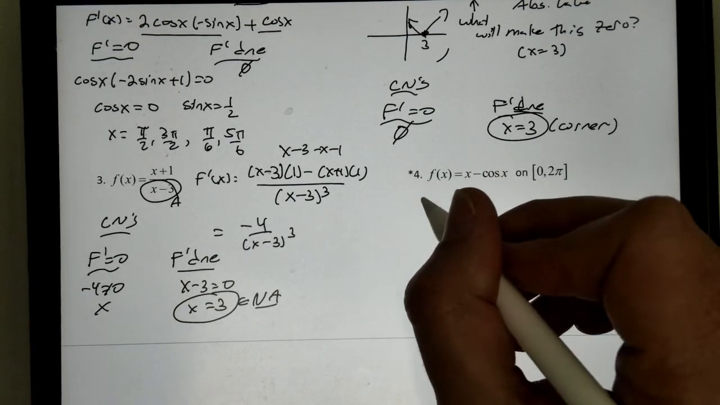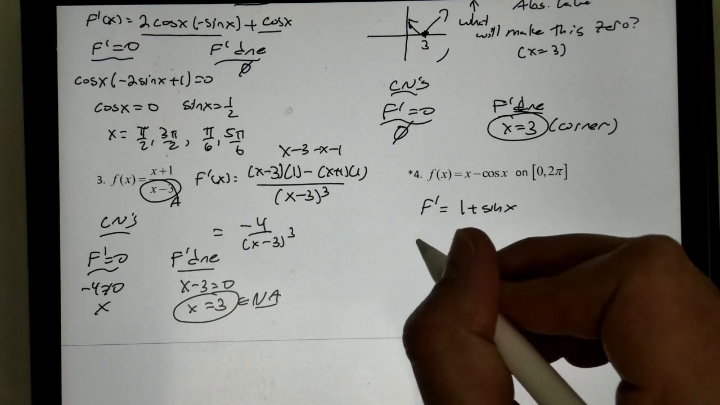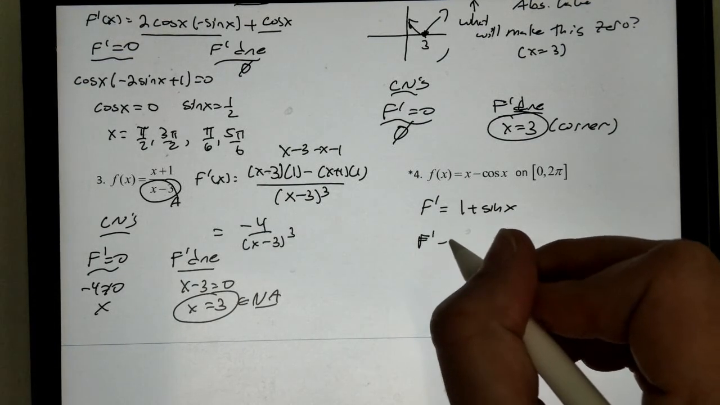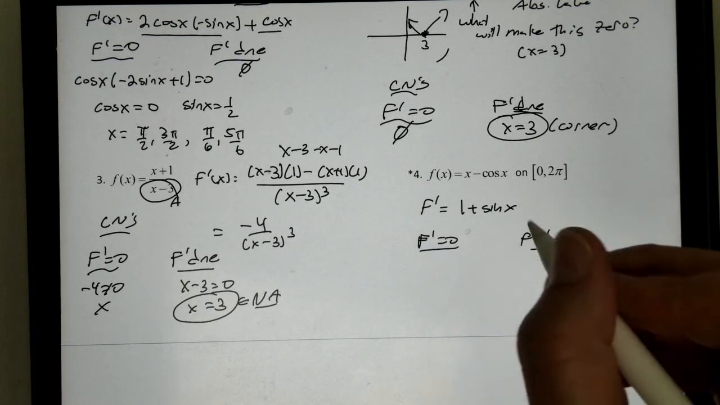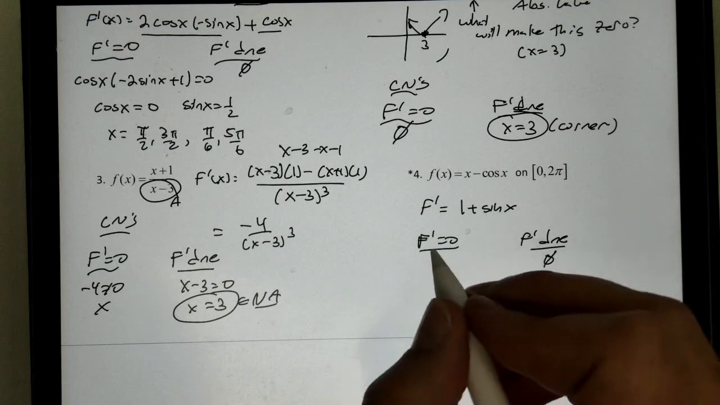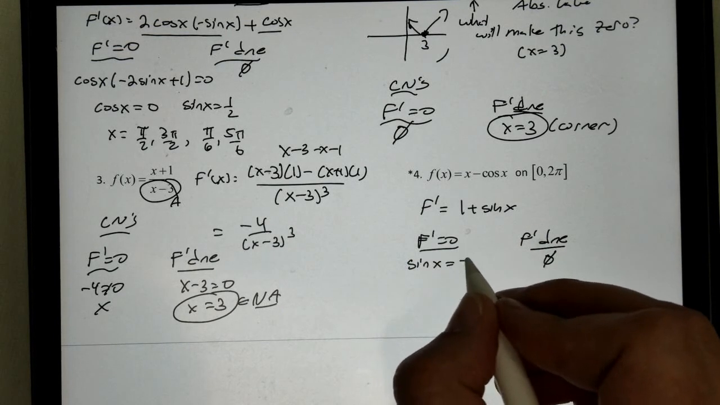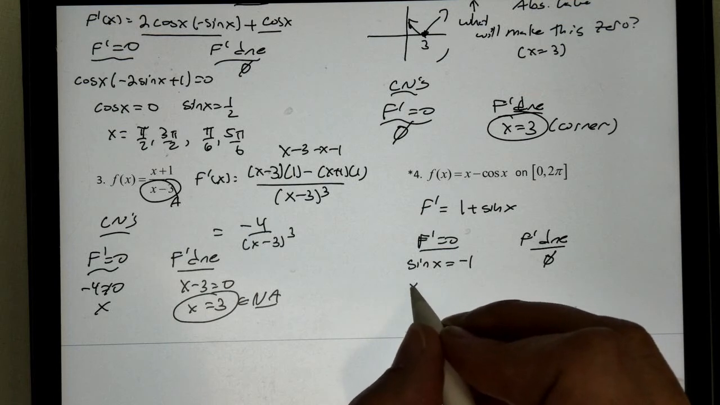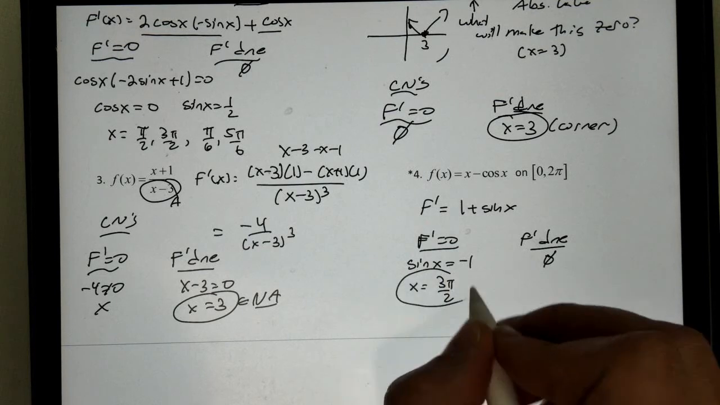Let's see here. We get f prime, which is going to equal 1 plus sine of x. To get your critical numbers, the derivative equals 0, and does the derivative not exist? Sine will never not exist, so that's okay. So the critical numbers are just where sine of x equals negative 1. And if you notice, what we're going to get here is 3 pi over 2. We only get the one critical number in that one. Kind of boring.